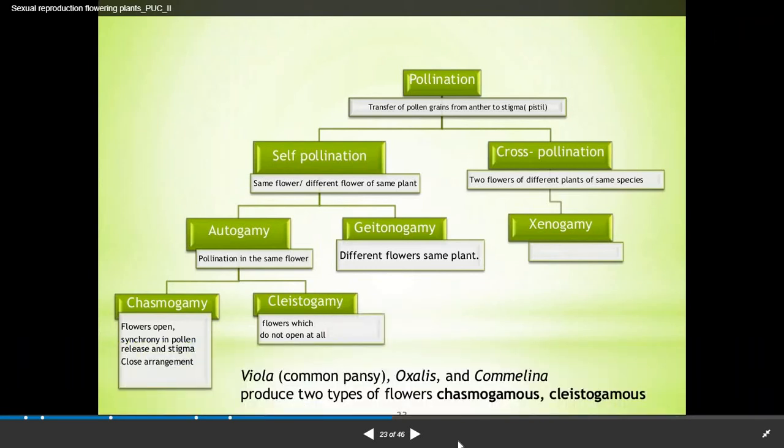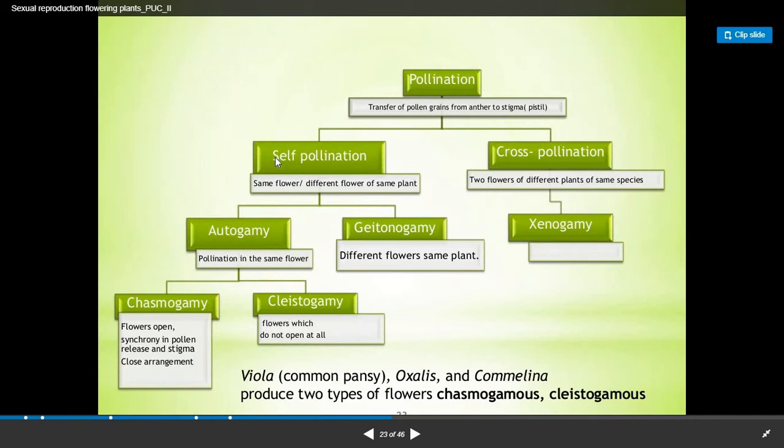Okay, good morning students. In this session we will study pollination, that is, the different types of pollination. Now what is pollination? We have seen that the transfer of pollen grains from the anther to the stigma is known as pollination. It is basically of two types, that is self-pollination and cross-pollination.